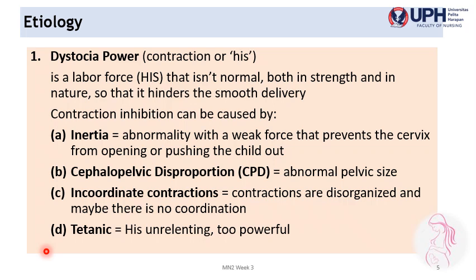Another factor that can inhibit is incoordinate contractions, where the contractions happen in a disorganized way. One time there are strong contractions and then very weak contractions, then strong again and very weak, and then there will not be enough force to push the baby out from the birth canal. Another cause is tetanic contractions, where the contractions are too powerful, and that can also slow down the labor process.